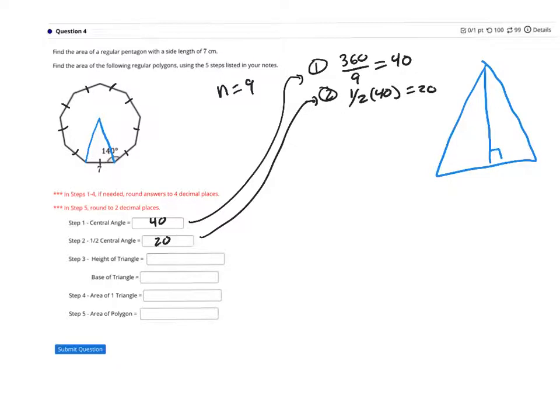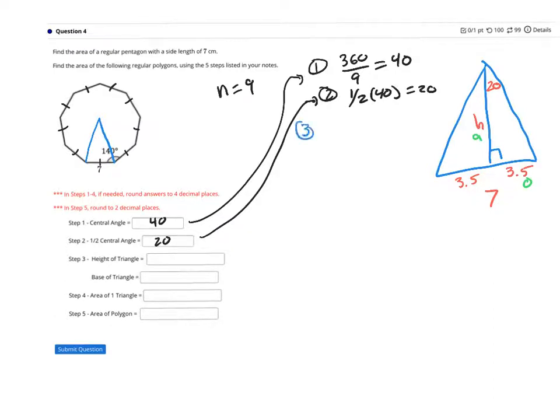Now, we know that half of the central angle is 20, so that's going to go there. We have the height, which is what we're looking for. The entire bottom is 7, which means this side is 3.5 and this side is 3.5. Now, if I want to do trig, this is my opposite side, this is my adjacent side. That means I'm going to use tangent.